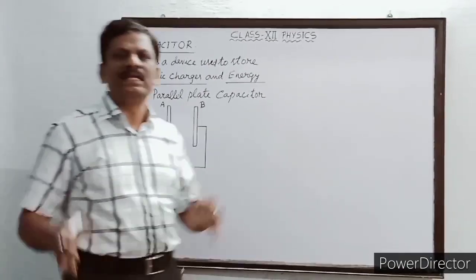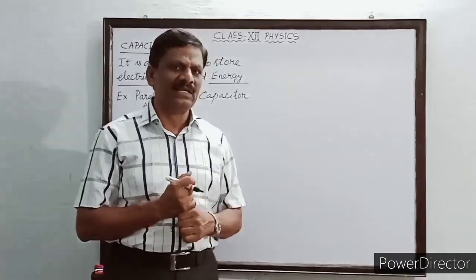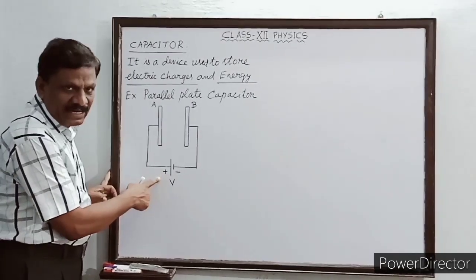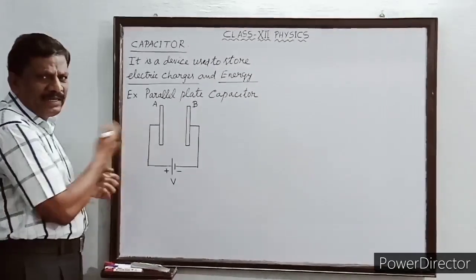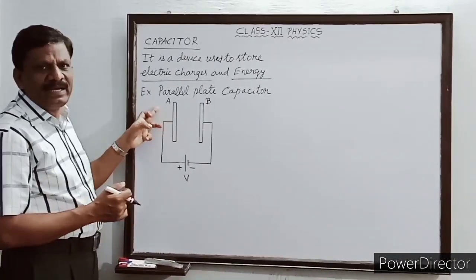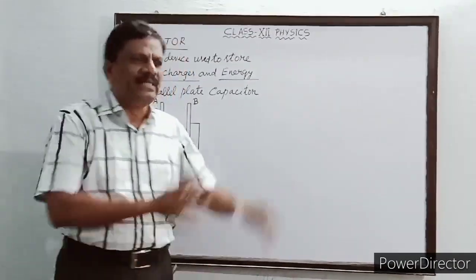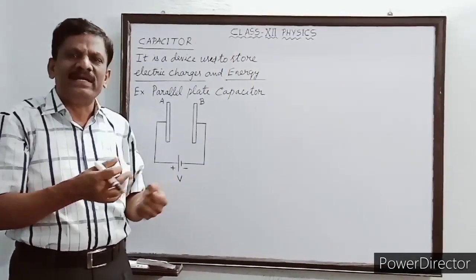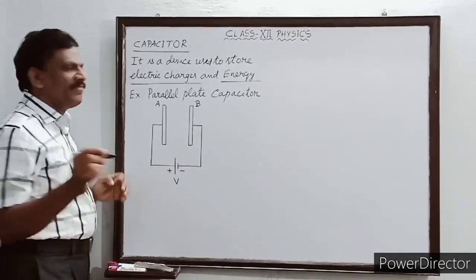As soon as the two metal plates A and B are connected to the cell or battery, what will happen? The positive potential of the cell is connected to the metal plate A, and it will pull the free electrons from the metal plate A and pass these electrons to the metal plate B. So the positive potential of the cell is pulling the electrons from plate A and driving them to plate B.